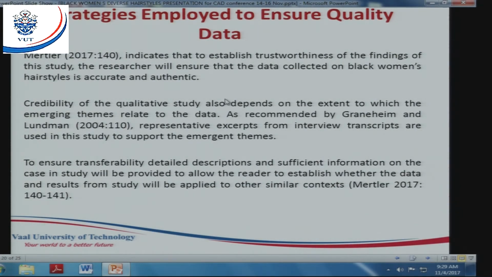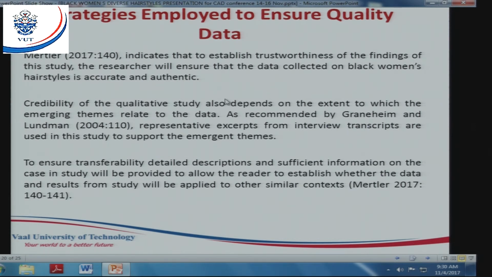Strategies employed to ensure quality data. Mettler indicates that to establish trustworthiness of the findings of the study, the researcher will ensure that data collected on black women's hairstyles is accurate and authentic. Credibility of the qualitative study also depends on the extent to which the emerging themes relate to the data.